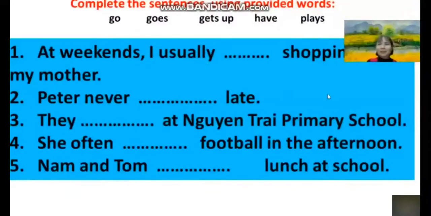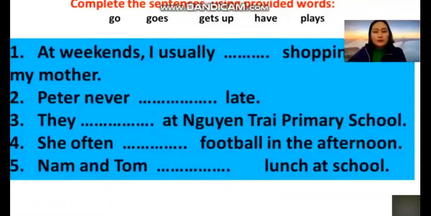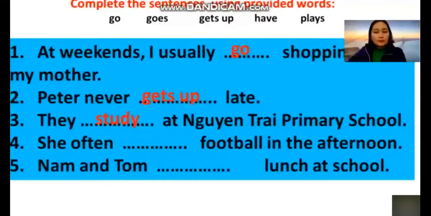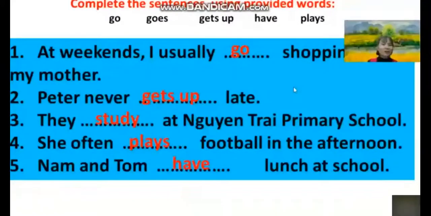Have you got your answer? Move on, please. At the weekend I usually go shopping with my mother. Peter never gets up late. They study at primary school. They often play football in the afternoon. Nam and Tom have lunch at school. You are wonderful. Clap your hands, please.